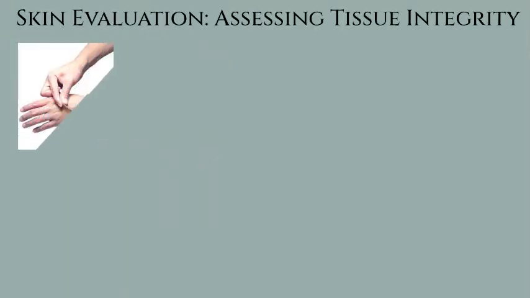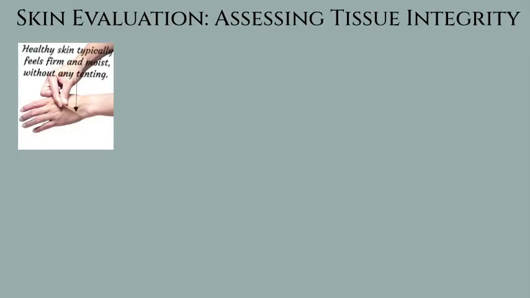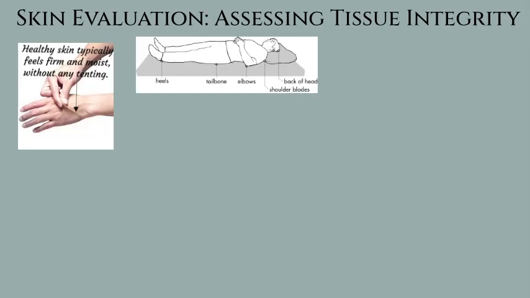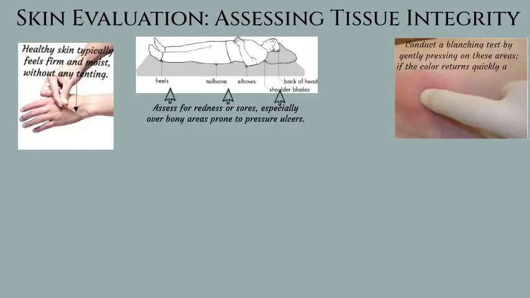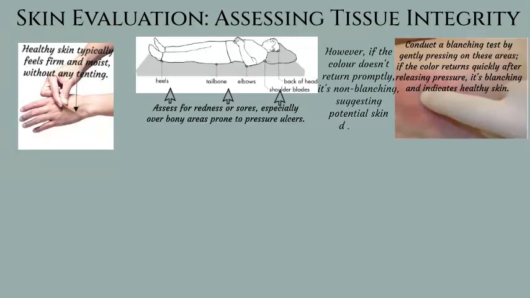When evaluating the skin, thoroughness is key. Healthy skin typically feels firm and moist without any tenting. Keep a close eye out for redness, especially over bony areas prone to pressure ulcers. It's important to conduct a blanching test by gently pressing on these areas. If the color returns quickly after releasing pressure, it's blanching and indicates healthy skin. However, if the color doesn't return promptly, it's non-blanching, suggesting potential skin damage.